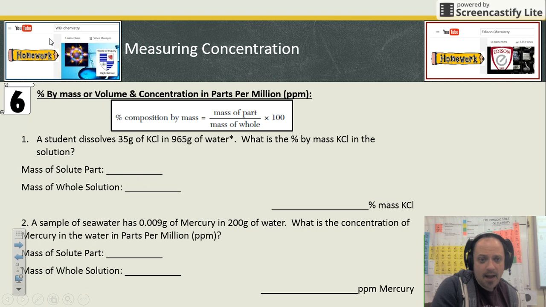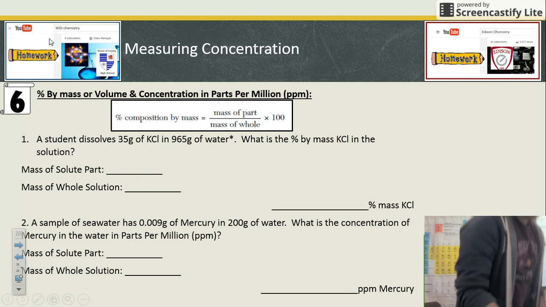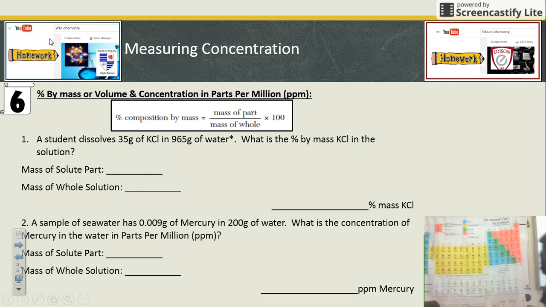Percent composition by mass. Mass of the part divided by the mass of the whole. Not too bad to do. Student dissolves 35 grams KCl in 965 grams of water. What's the percent by mass KCl in the solution? Well, the mass of the solute part is easy, 35 grams. The mass of the whole solution, though, that requires us to add 35 to 965. And that number that we get is, I think, 1,000. Let me check. Yep, 1,000 grams of solution.